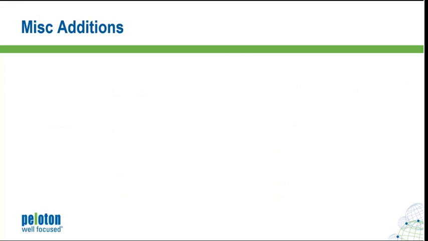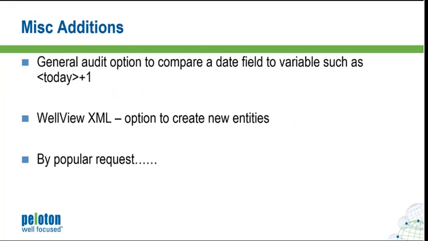Okay, so some miscellaneous additions to wrap up with. In WellView 10.2, we added in a general audit tool, which is a way for administrators to create their own audit rules. Gives you a lot of flexibility, a lot of control over the audit rules that you can use. The top feature is a new option to have a variable date. What this is really about is to help catch those bad dates. So if someone types in 2028 instead of 2018, this would be a way to flag that. So you're basically looking for dates that are less than today plus 1.